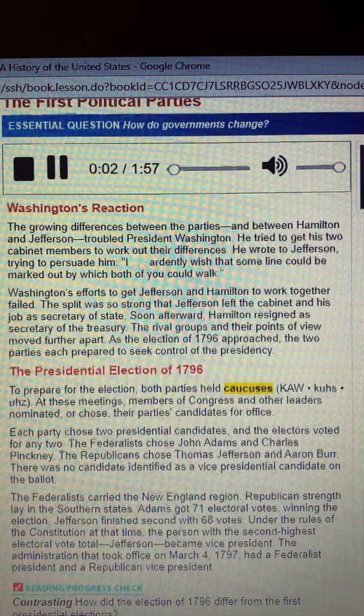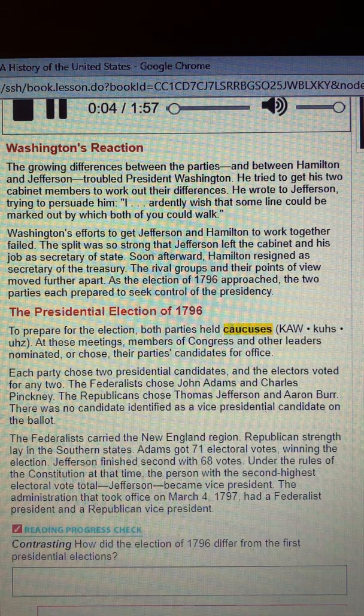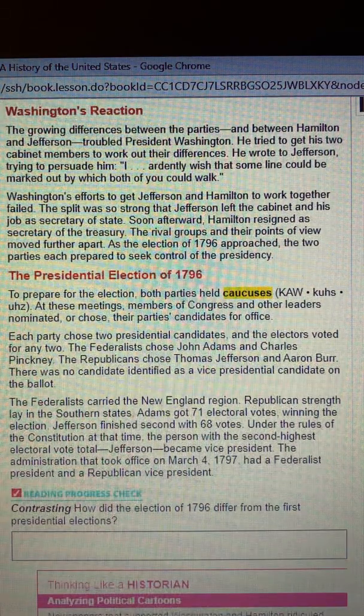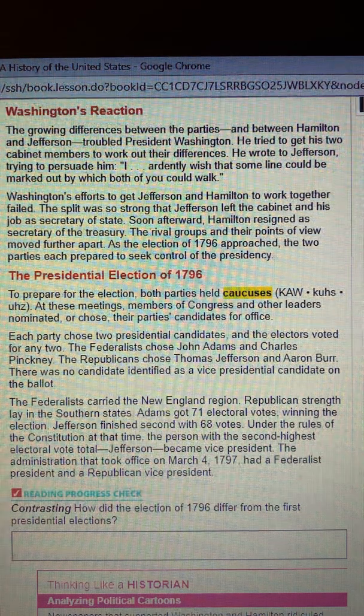Washington's reaction. The growing differences between the parties, and between Hamilton and Jefferson, troubled President Washington. He tried to get his two cabinet members to work out their differences. He wrote to Jefferson trying to persuade him, "I ardently wish that some line could be marked out by which both of you could walk."